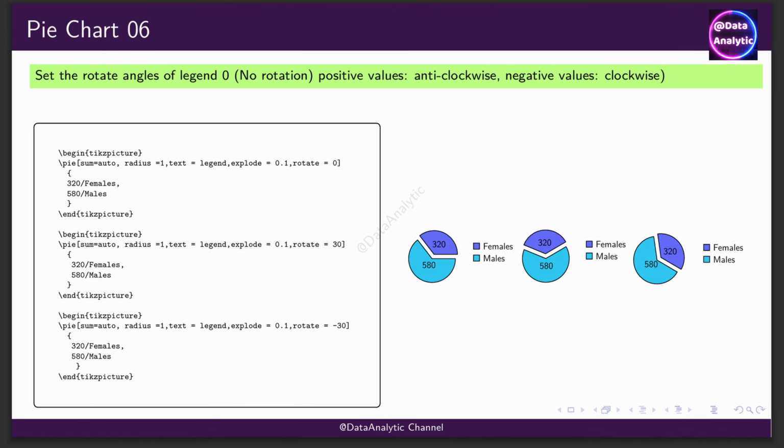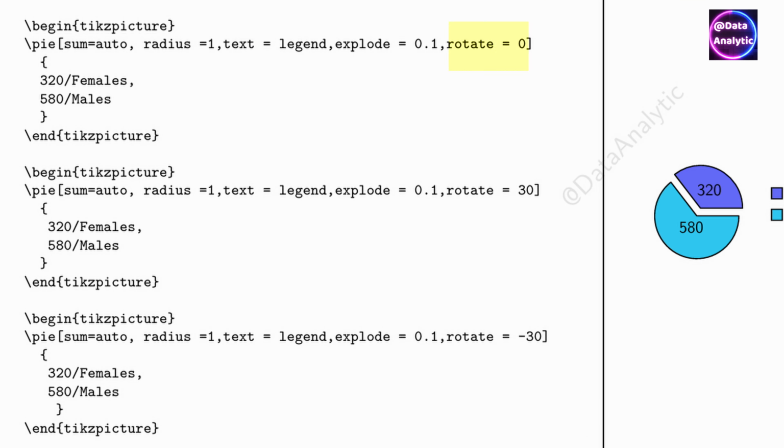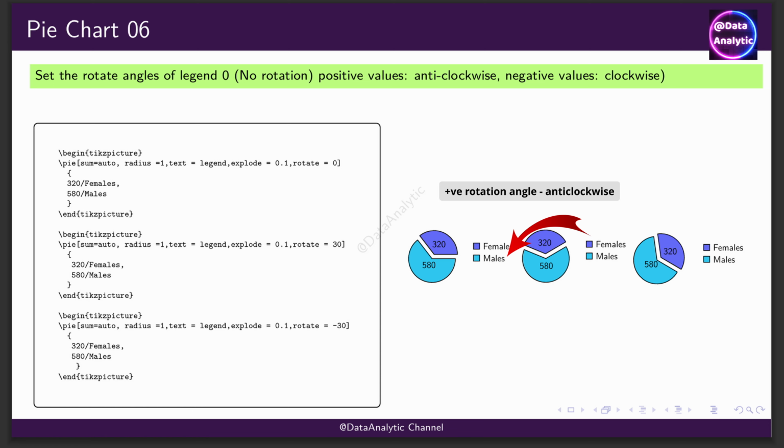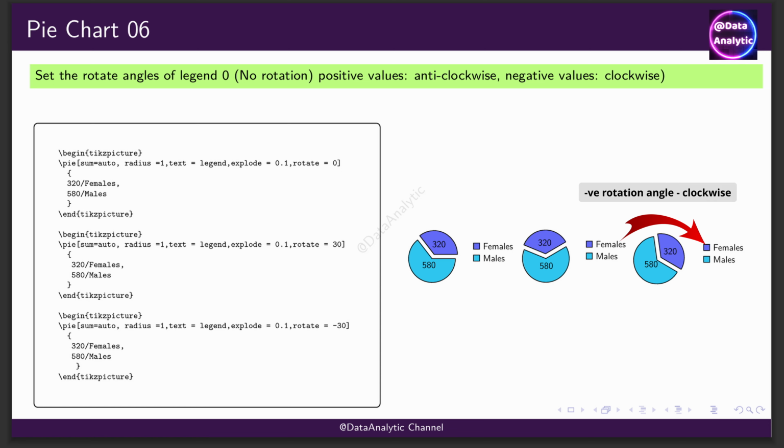And then you can try to rotate your pie charts. So rotate 0, rotate 30, rotate minus 30. That's an angle. So a positive value is anti-clockwise and a negative value is clockwise, as you can see.